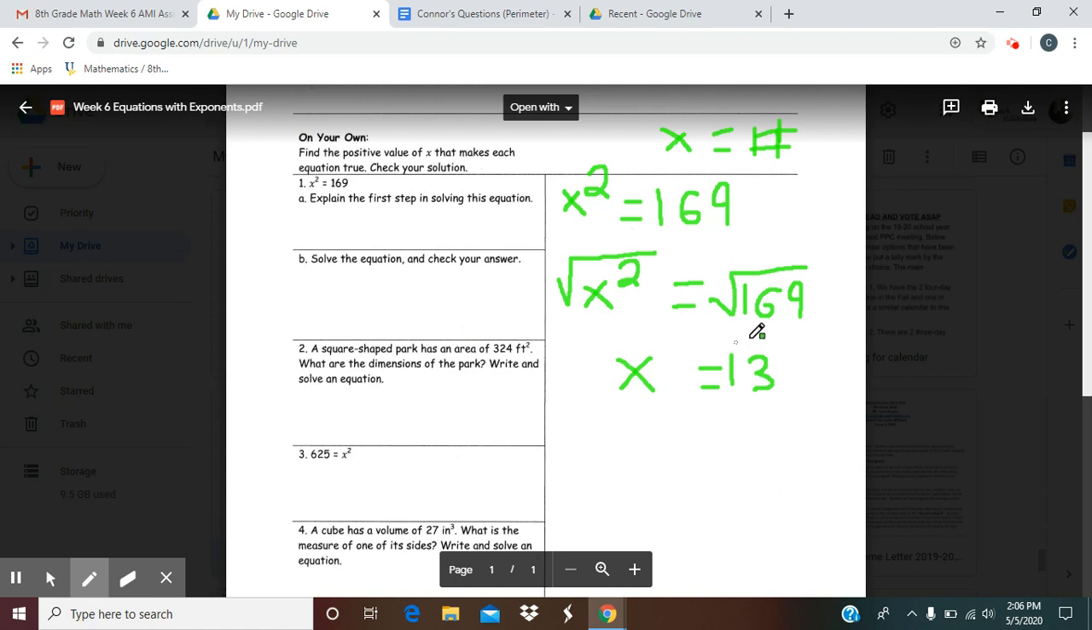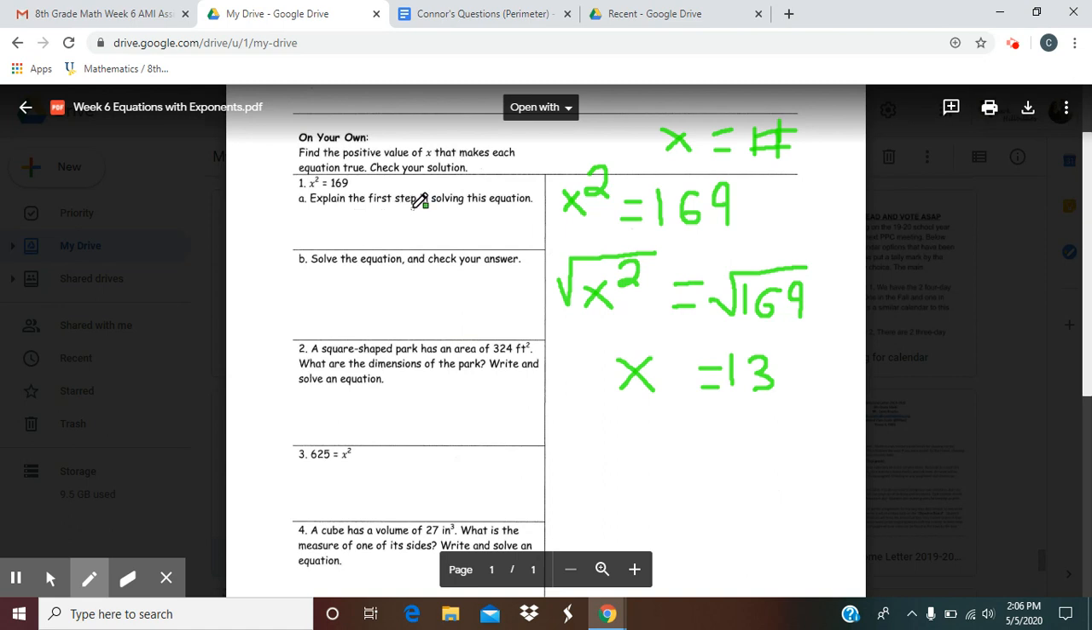Now, technically, there would be two answers here, because negative 13 times negative 13 also equals 169. But I'm going to overlook that for now, and we're just going to focus on the positive answers for the time being, just to keep it simpler for now. So my answer here would be x equals 13.